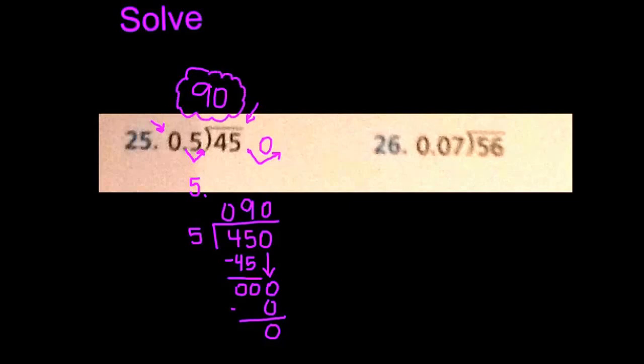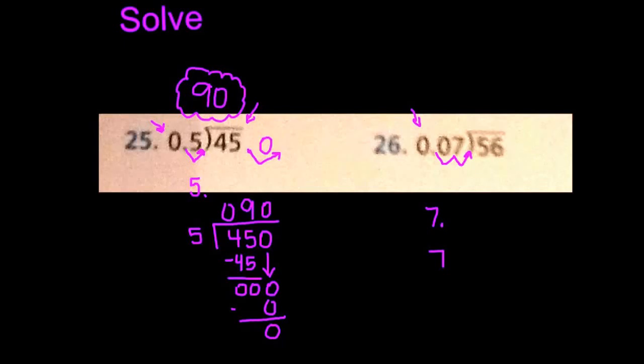Alright, number 26, we're looking at 56 divided by 7/100ths. So again, before I do anything else, I need to get rid of the decimal here in my divisor. In order to do that, I'm going to move that 1, 2 to the right. That would give me the new number 7. If I write it with the decimal or without, it's still the same thing.